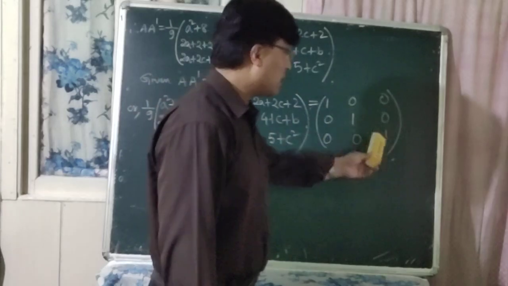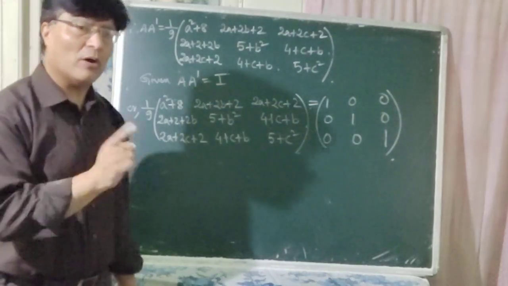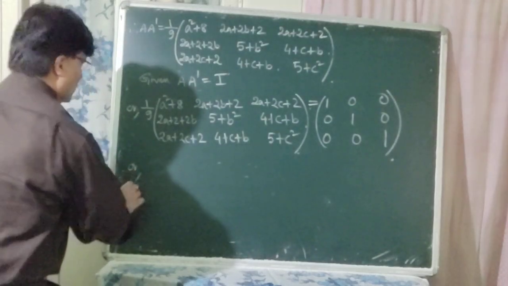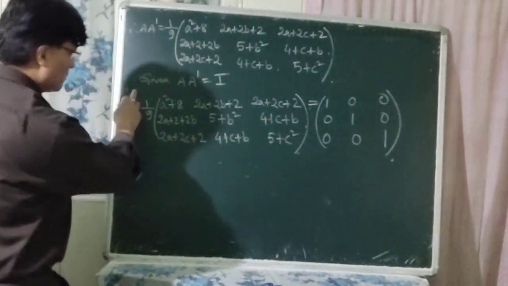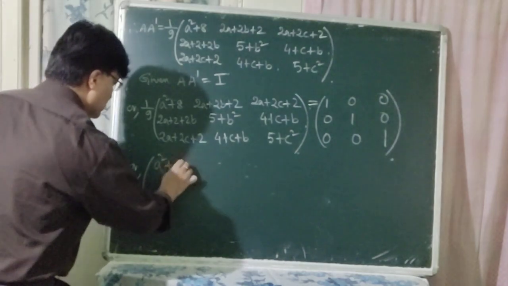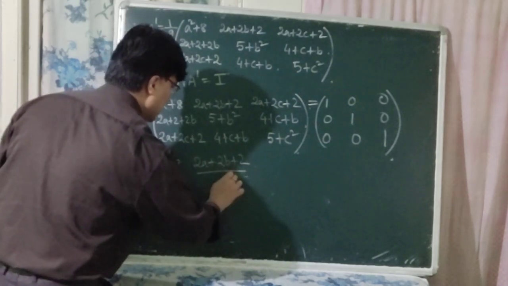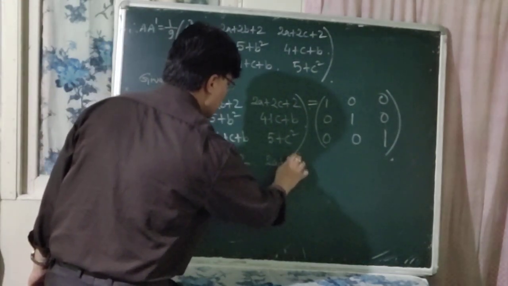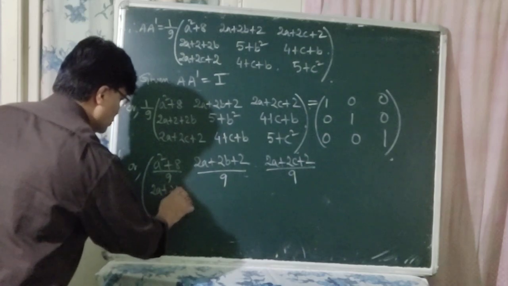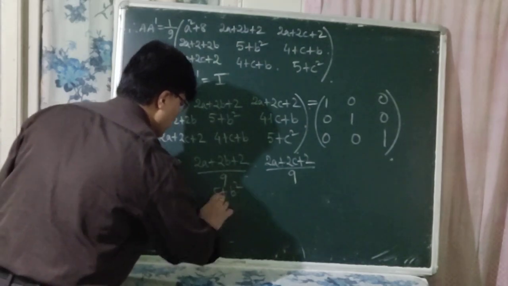That is, the elements in the leading diagonal are all 1 and all of the other elements are 0, right? So now you can multiply by 1 by 9. 1 by 9 is the scalar multiplication of these matrices. Okay, so it is A square plus 8 by 9, 2A plus 2B plus 2 by 9. This is 2A plus 2C plus 2 by 9. And this is also 2A plus 2 plus 2B by 9. Next one, 5 plus B square by 9.